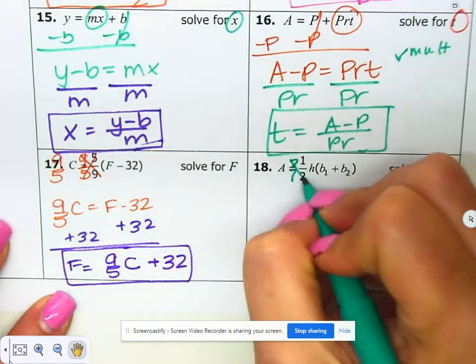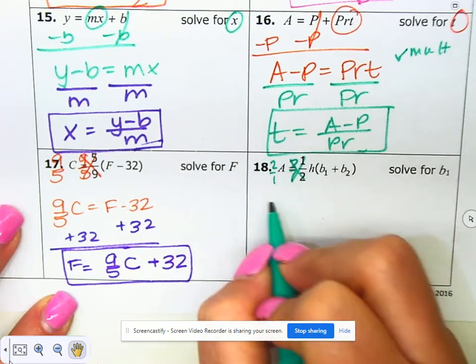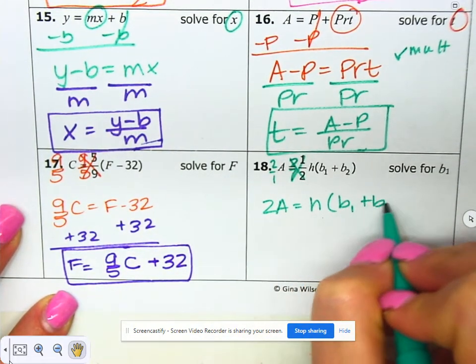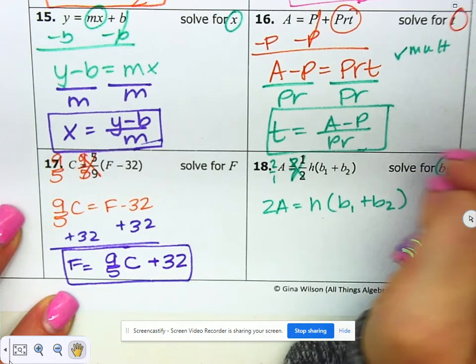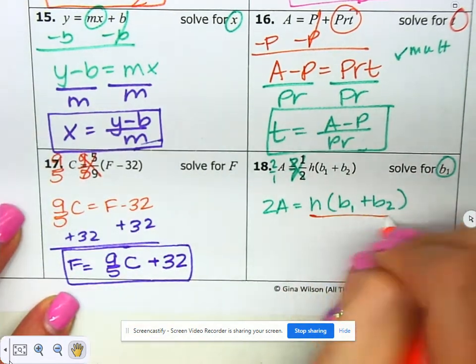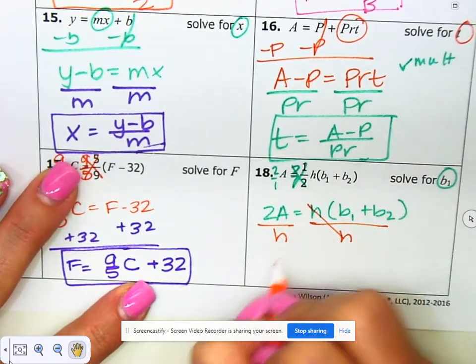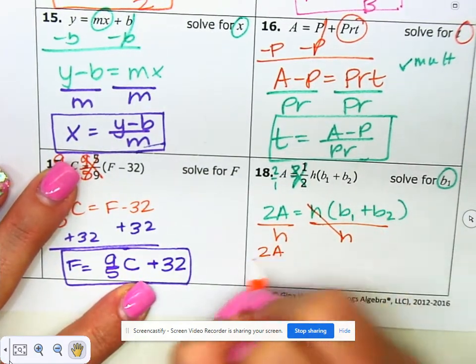And you could do the same thing here. You're going to multiply by 2 over 1, which gives me 2a. Now this one's a little different because we still got that h out front. We're trying to get b1 by itself. So we need to move that h next. A lot of y'all told me to distribute, but then you have two h's. So you don't want to do that.